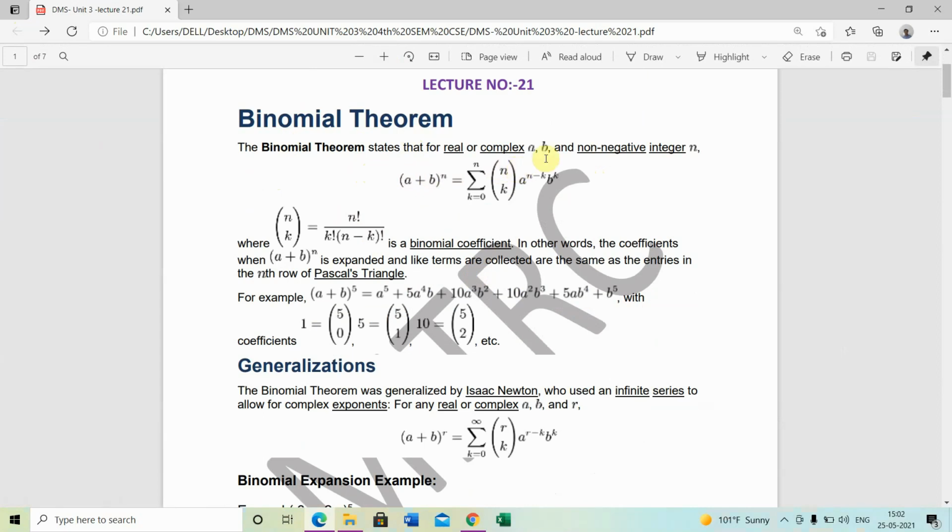For real and complex a, b and non-negative integer n, (a plus b) whole raised to power n equals summation k equals 0 to n, n c k a power of n minus k b power of k, where n c k equals factorial n upon factorial k factorial n minus k is a binomial coefficient. In other words, the coefficient when (a plus b) whole power of n is expanded and like terms are collected are the same as the entries in the nth row of Pascal triangle.